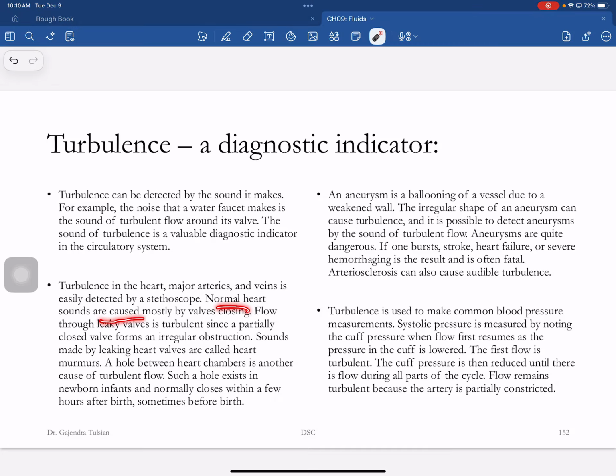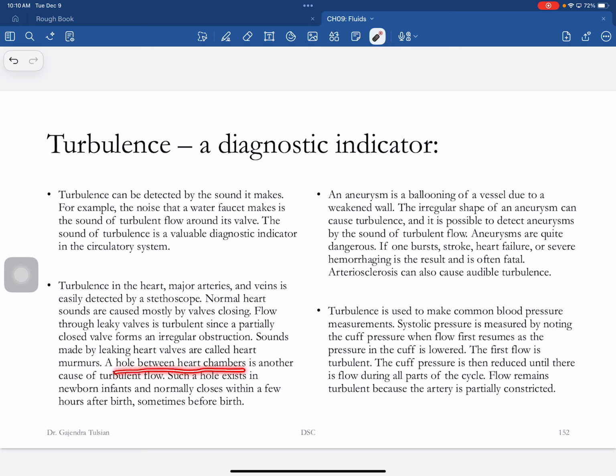Normal heart sounds are caused mostly by valves closing. Flow through a leaky valve is turbulent. Since it's partially closed, the valve forms an irregular obstruction. So the flow is turbulent around leaky valves, and you can hear that. Sounds made by leaking heart valves are called heart murmurs. So when they hear a heart murmur, that's a sign of leaky valves.